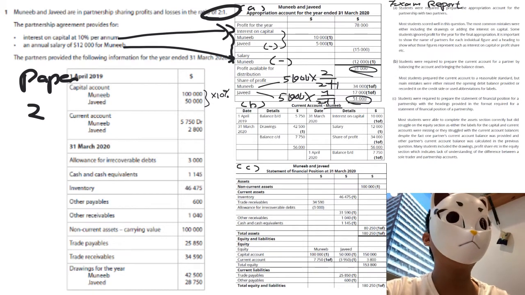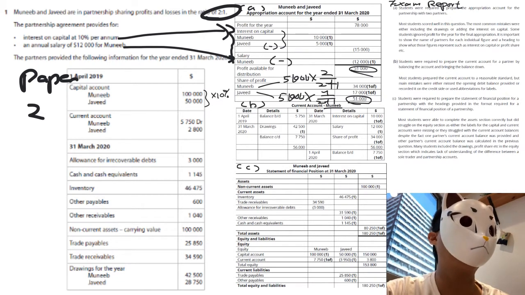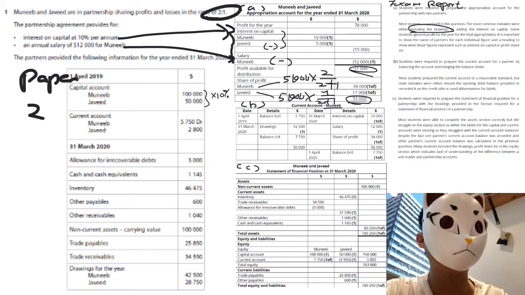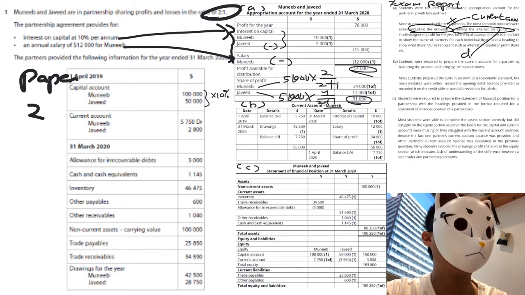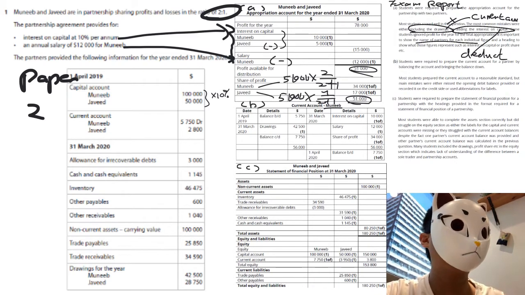Now for part A, the exam report says that most students scored well in this part. However, a common mistake is that they include drawings. Drawings should only be included in the current account. Adding the interest on capital is wrong; it should be deducted. Third, they do not show the names of individual figures. You must show the names.